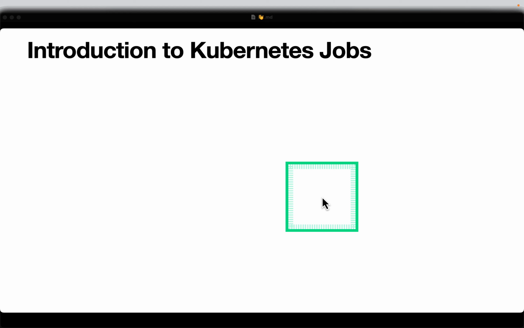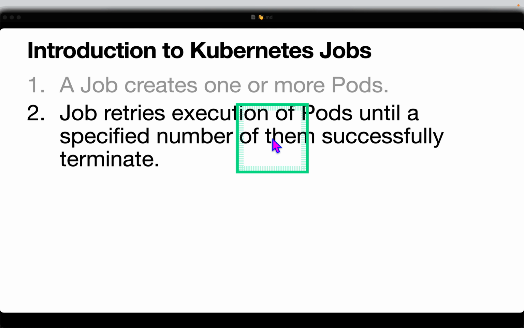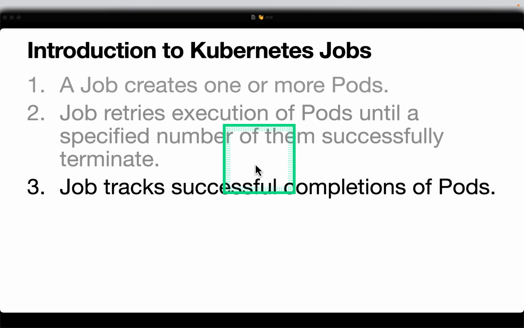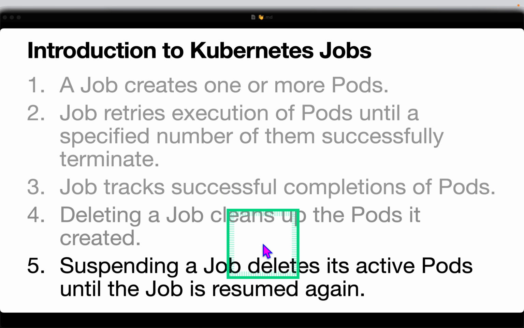So, introduction to Kubernetes Jobs. A job in Kubernetes is a controller object that represents a finite task. It creates one or more pods and ensures that a specified number of them successfully terminate. As pods complete, the job tracks these successful completions. When a job is deleted, it cleans up the pods it created. If a job is suspended, it will delete its active pods until the job is resumed.